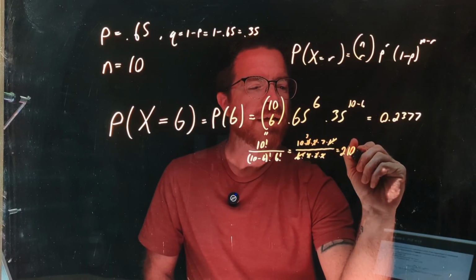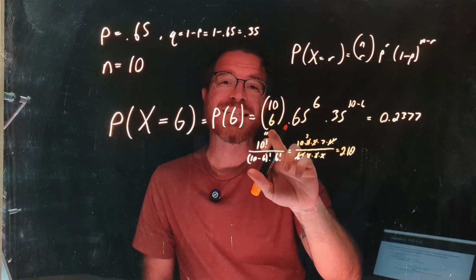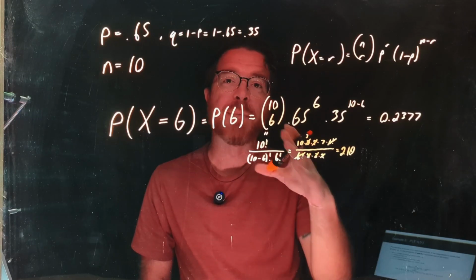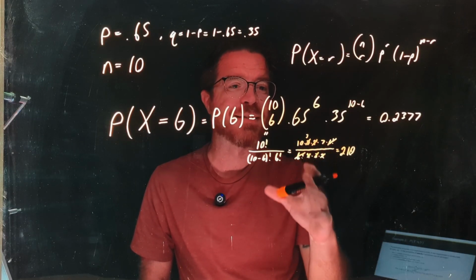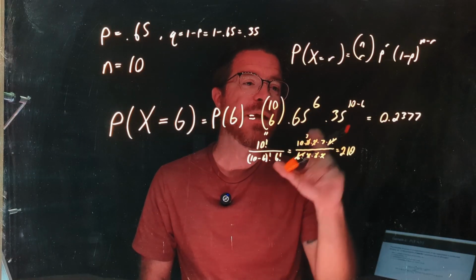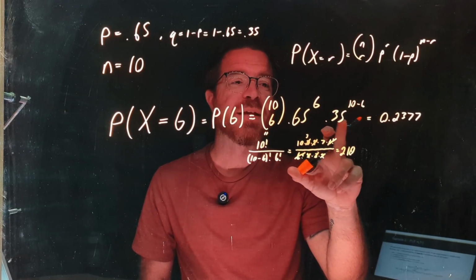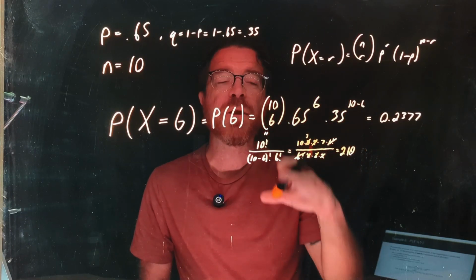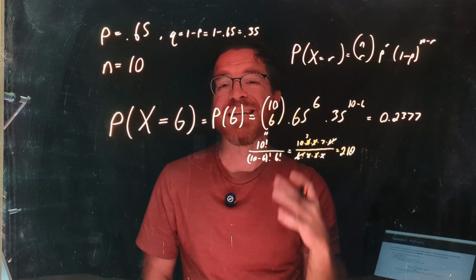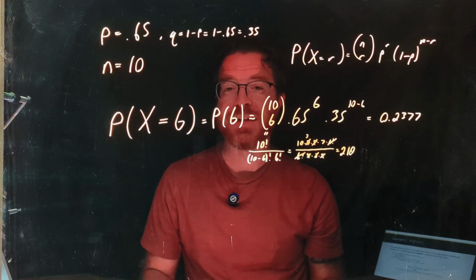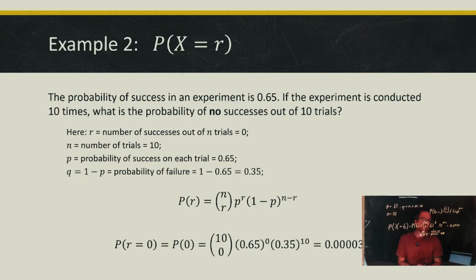There's 210 ways that we can get 6 successes if we are doing 10 trials. And then the probability of getting 6 successes is 0.65 to the 6th power. The probability of getting 4 failures is 0.35 to the 4th power. Put all that together, and you get the total probability of getting exactly 6 successes of 0.2377.